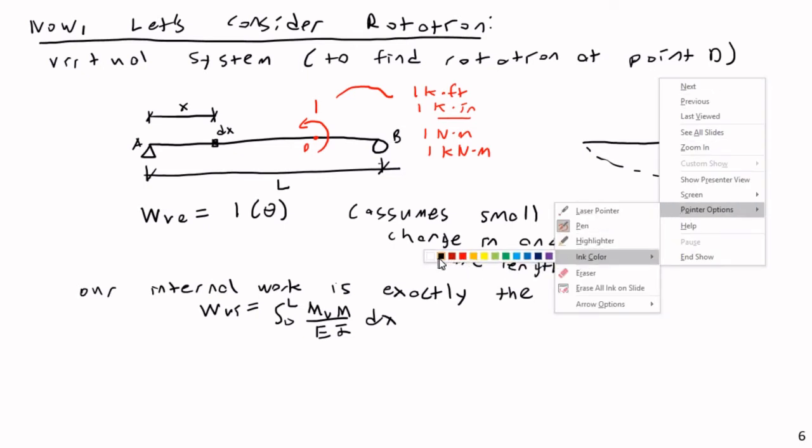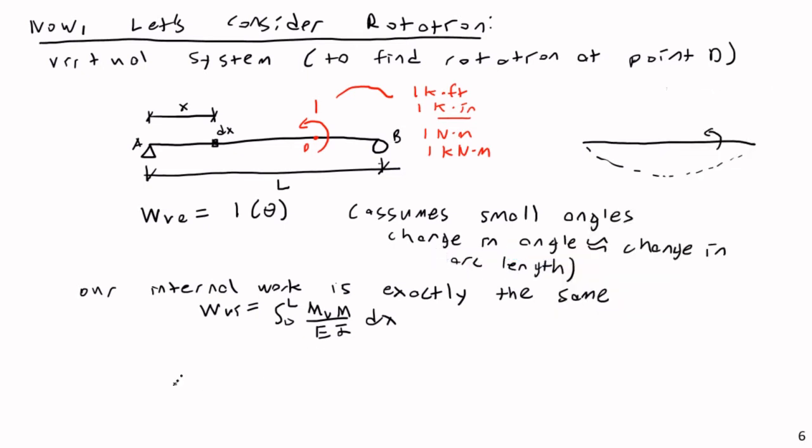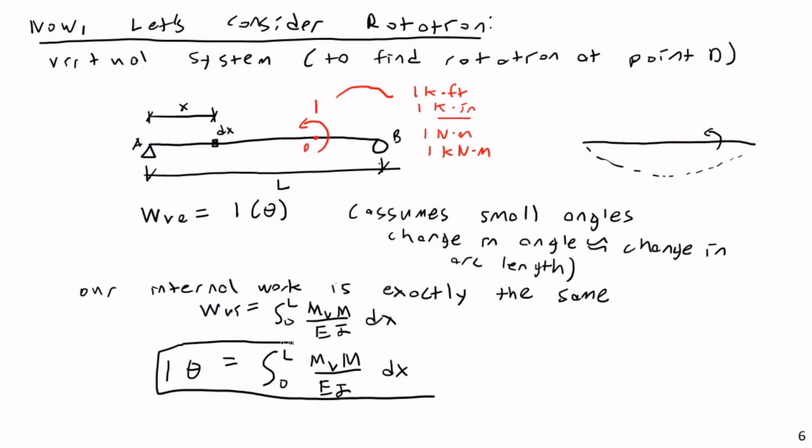So our final expression for virtual work for rotation, 1 times our rotation theta, that's what we're solving for again, is equal to the integral from 0 to L of mv m over EI dx. And this is our final formula.